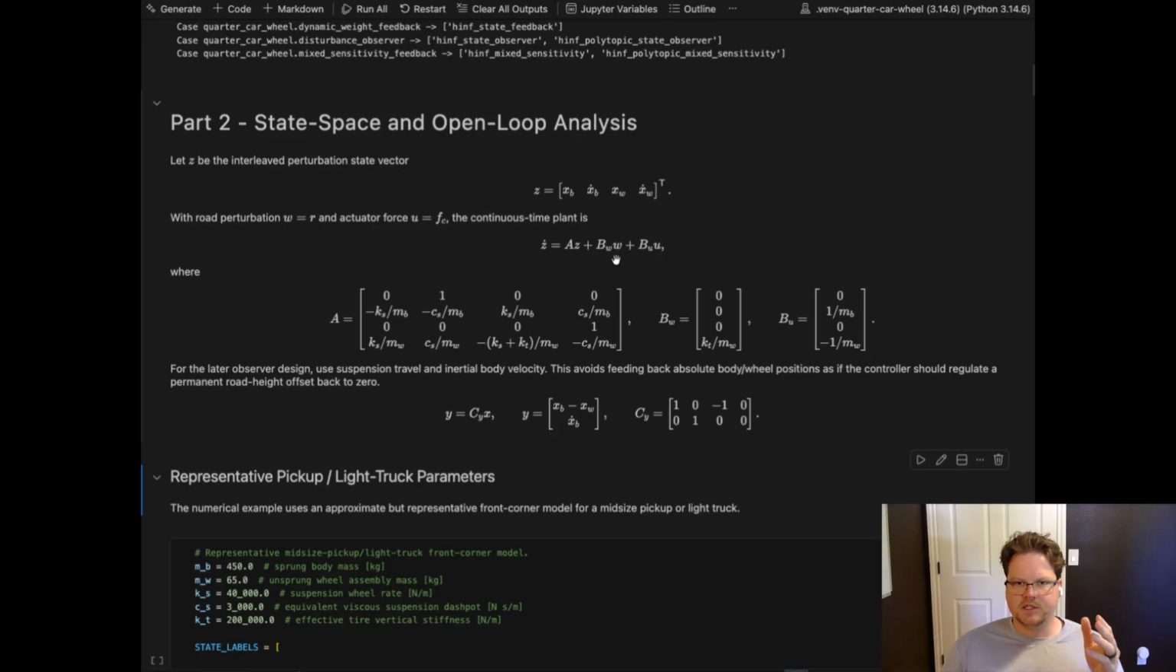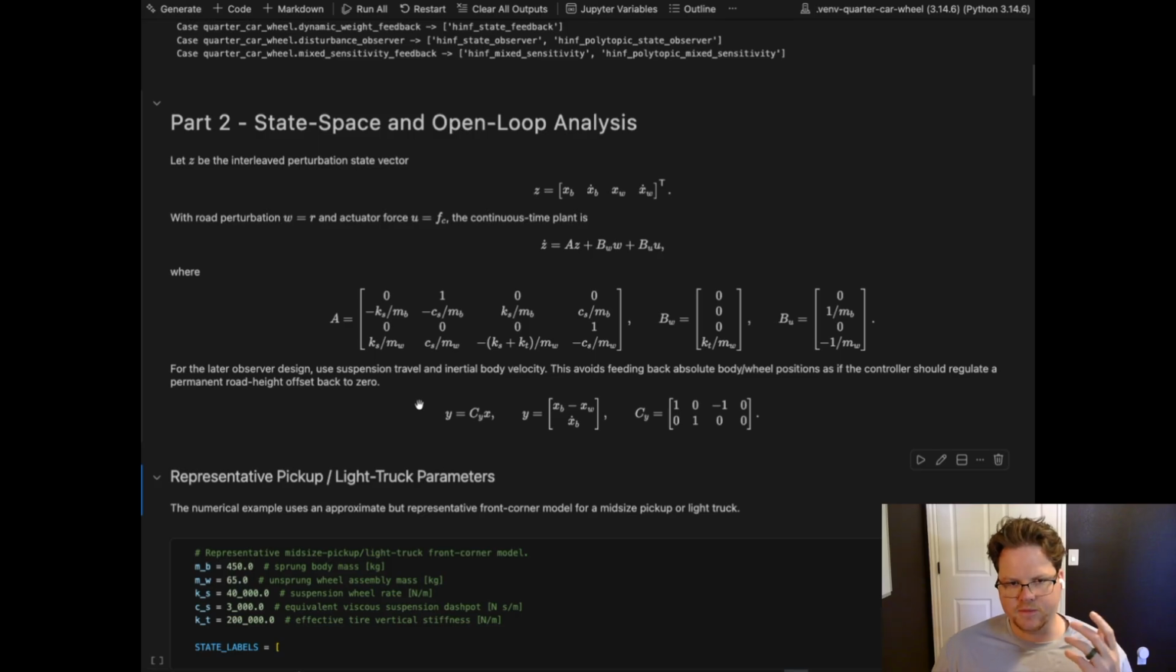And so this state space, we have Z dot equals AZ plus B_W W plus B_U U. And that was, again, defined in the last video. This is just plug and play here for getting the correct plant state dynamics matrix, the input matrix for the disturbance, and the control input matrix here. And then this is a little bit newer.